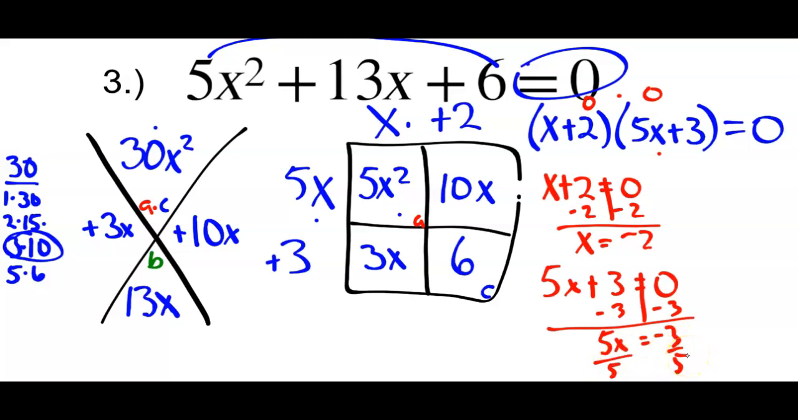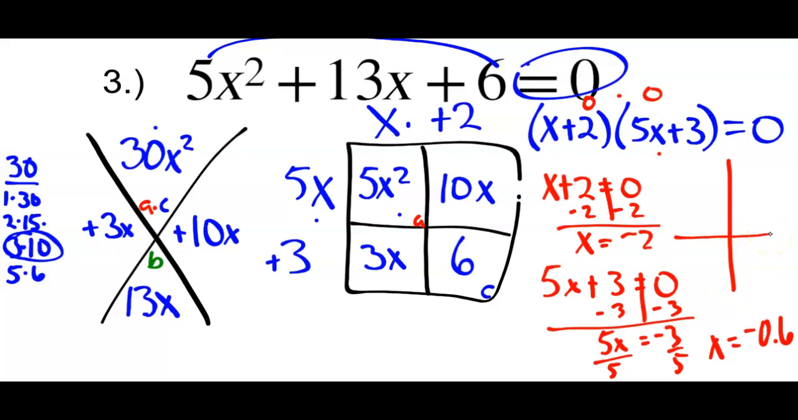Negative 3/5 is not the easiest to graph, so let's put that into a decimal. Okay, so I'm going to have x equals negative 0.6. All right, so I've got not a whole lot of room to do my graph. I'm going to sneak it in here. Please sneak it in where you can.